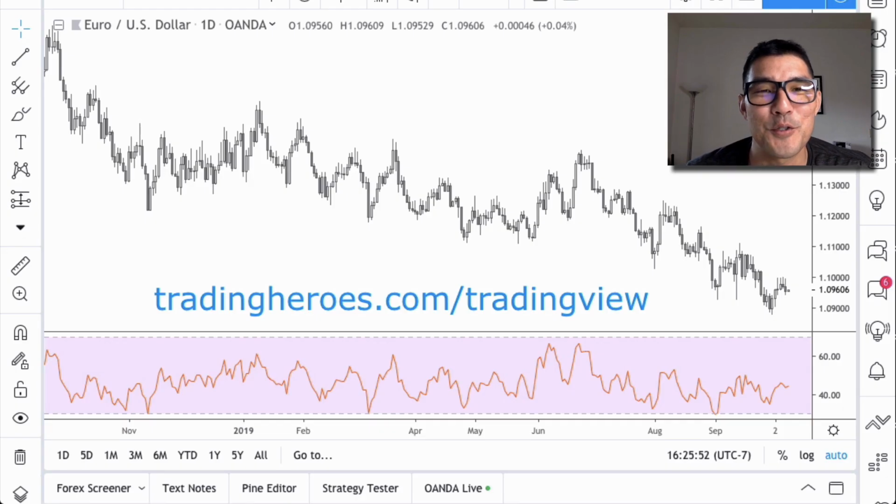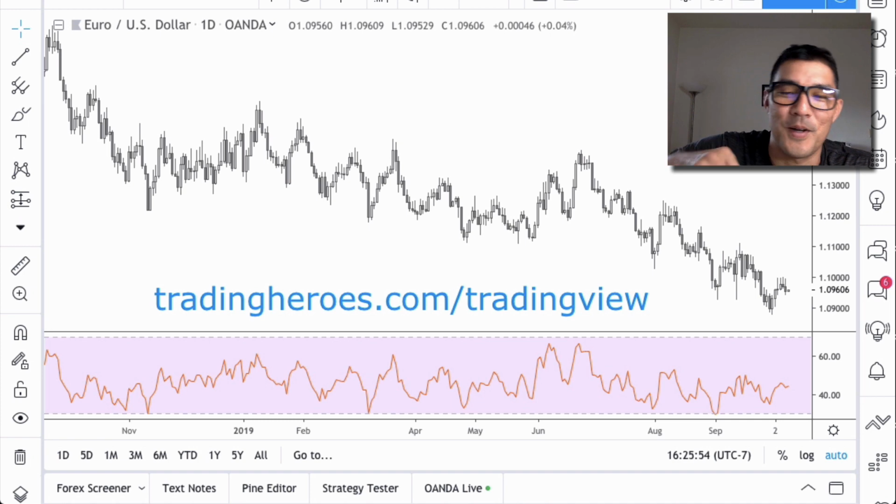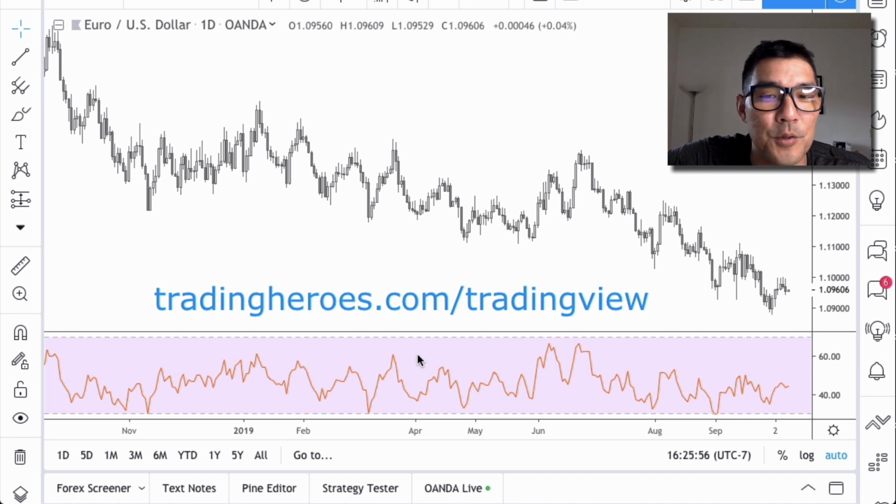All right, this is the Relative Strength Index Indicator, or the RSI, and this is what it looks like at the bottom of the screen here.